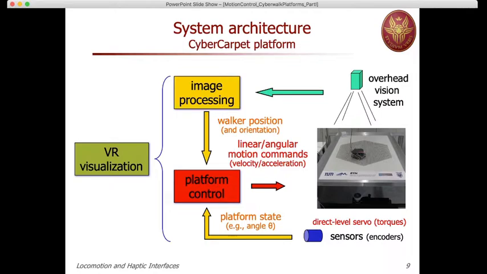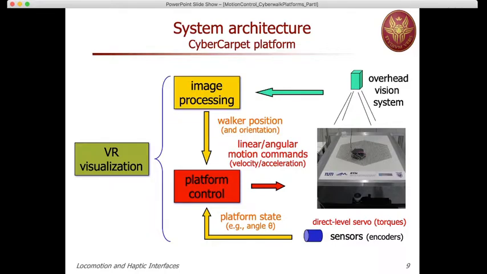So we start with the overall system architecture, and we have here an overhead vision system, so a simple camera. In fact, you will see later on that we made a mock-up of a view of a human, so a picture of a human seen from above, and we mounted this mock-up on top of the tracked vehicle, to make things more similar to reality, but of course this is an abstraction. We do some image processing from where the walker position and orientation on the platform is extracted.